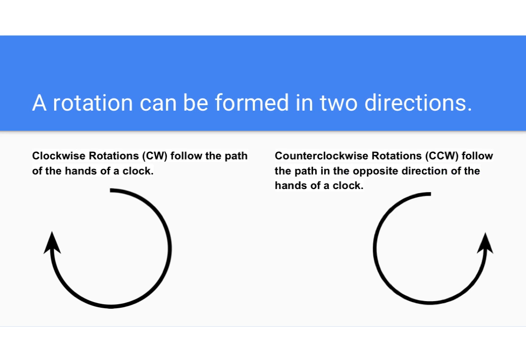You can also move your image in two directions. We can rotate to the left or to the right, and we use clockwise rotations when we're moving right, and counterclockwise rotations when we're going left. And we're calling it counterclockwise because it's going in the opposite direction of a clock, whereas clockwise would be going the way a clock moves.